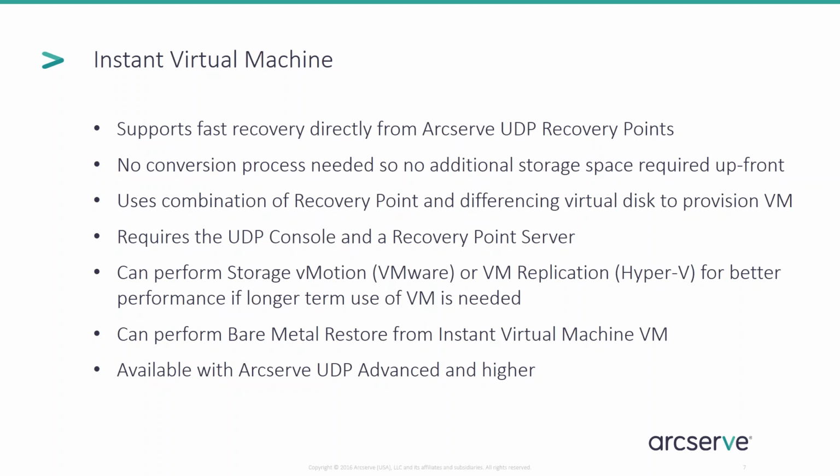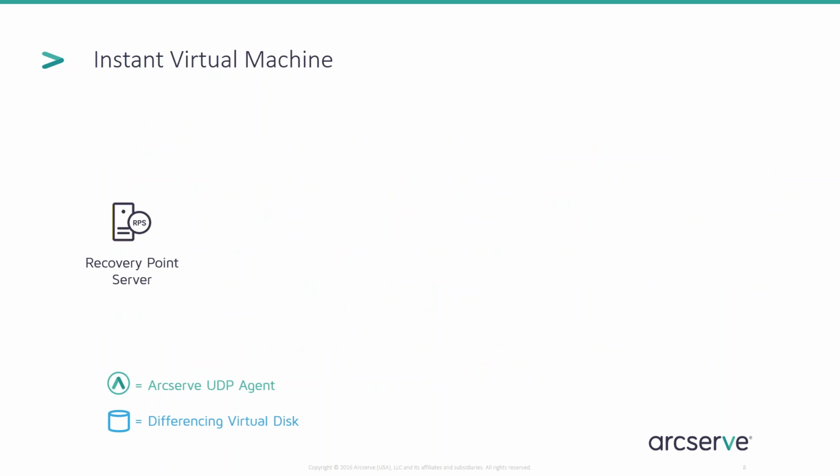So let's see how the data flow works for instant VM. With instant VM, we're using a recovery point server with a backup as our source to start with. Let's start with VMware as our platform. What we use is an instant VM recovery server. This is a Windows server, and this can be the RPS if you want it to be. But the recovery server has the Arcserve UDP agent on it, and the recovery server has the differencing virtual disk on it.